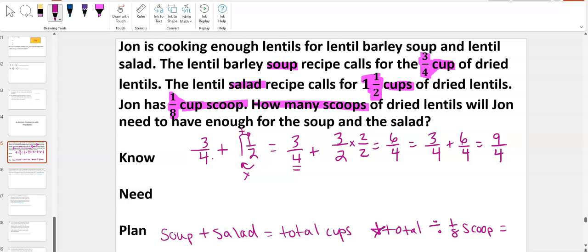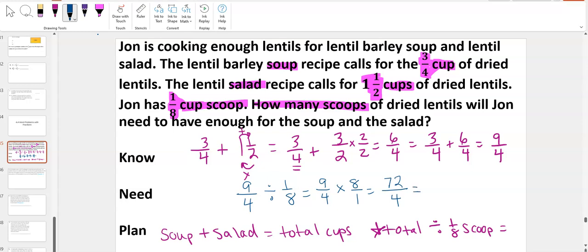which is the division part. Okay, so I did my first part and I added them together, and now I'm going to do the next part. So I'm going to take the total number of cups, which is 9/4, and I'm going to divide that by 1/8. Now when we divide, I have to recall, how do I divide fractions? When I divide, I need to do keep, change, flip. And that is going to give me my answer. Now, I could cross cancel here, but I'm going to just do straight across for most of us here. So 9 times 8 is 72 over 4.